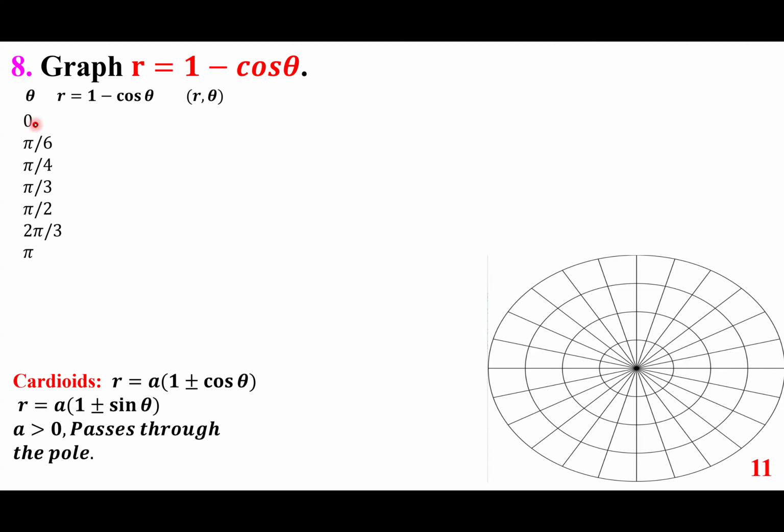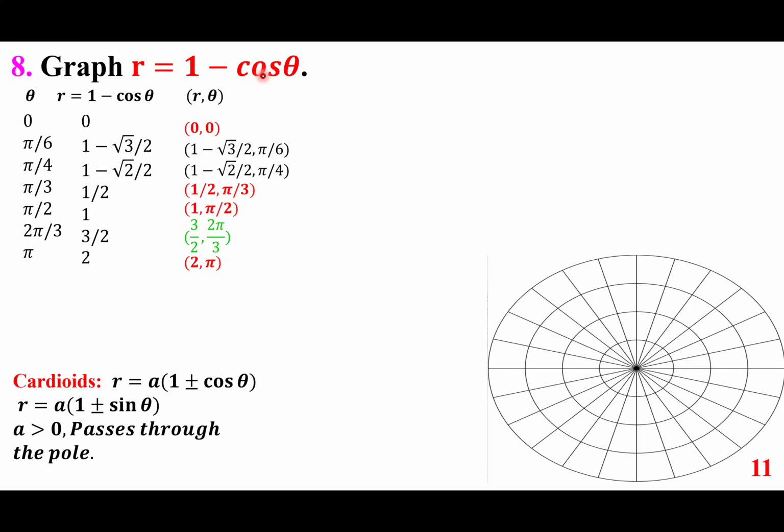For example, 0. If I put 0 here, as you know, cosine of 0 is 1. 1 minus 1 gives us 0. Pi over 6 gives me square root of 3 over 2, 1 minus that. Pi over 4 gives me square root of 2 over 2, so 1 minus that. Pi over 3 is 1 half. 1 minus 1 half is 1 half. Pi over 2, cosine is 0, I get 1. 2 pi over 3 is the same as pi over 3 but negative, because in the second quadrant cosine is negative. So 1 minus negative 1 half makes it 3 halves. Pi gives me negative 1. 1 minus negative 1 is 2.